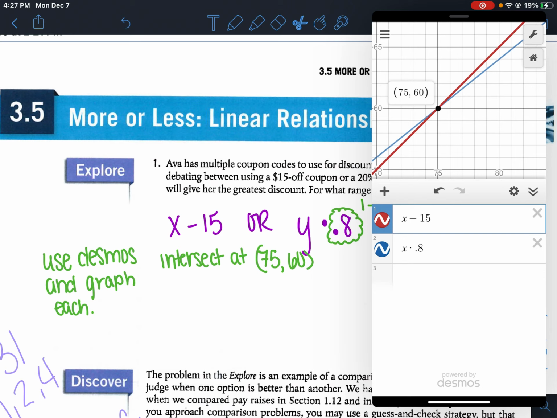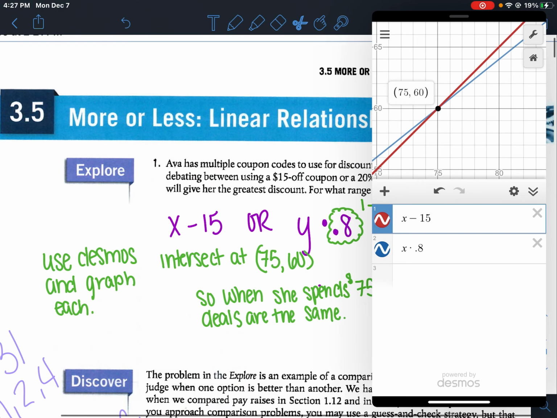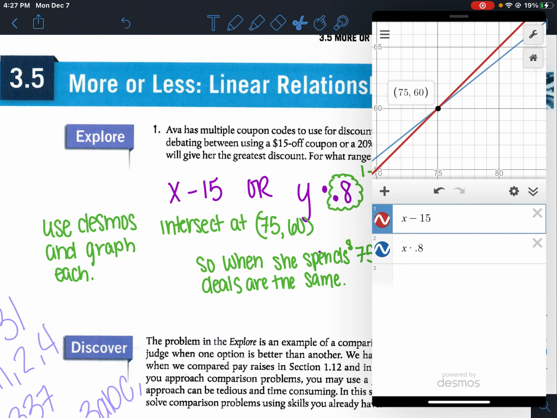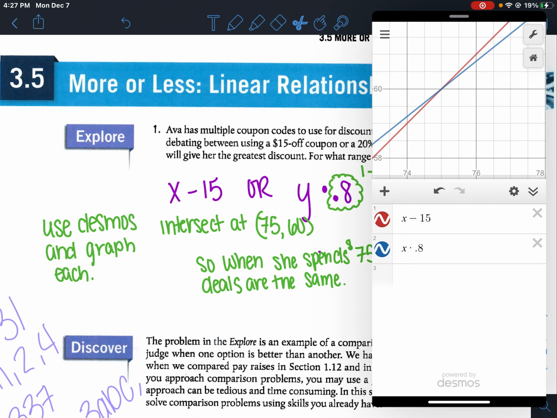And for the second blue equation, x times 0.8. I'm paying 80% of the original price. Well, the original price was $75 times it by 0.8, meaning I'm paying $60. So this intersection point is when both deals are the same. So when she spends $75, both deals are the same. She's paying $60 for each item. That's my break-even point. I think it's talked about later on in this section here. But break-even point where they intersect.